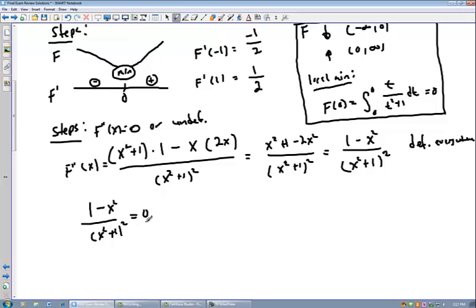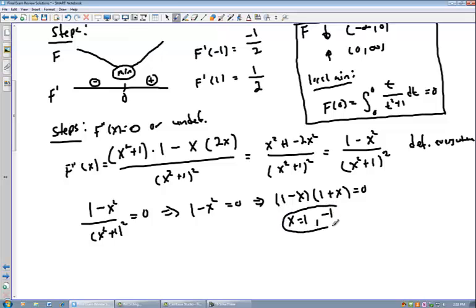If we multiply both sides by the denominator, it's going to go away because 0 times anything is 0. So you're going to get 1 minus x squared is equal to 0, which implies that 1 minus x times 1 plus x is equal to 0. And so that tells me either x equals 1 or negative 1. So these are critical points for f prime.